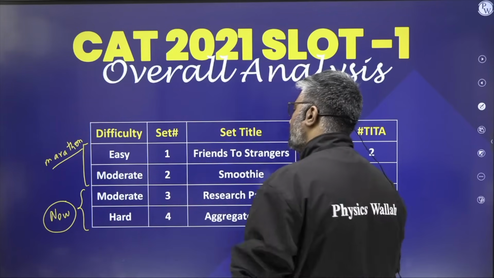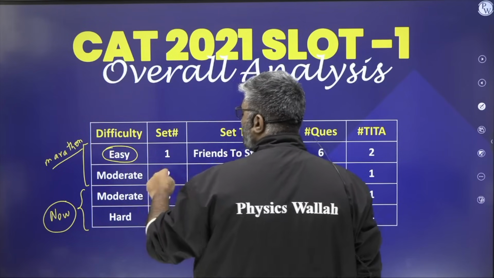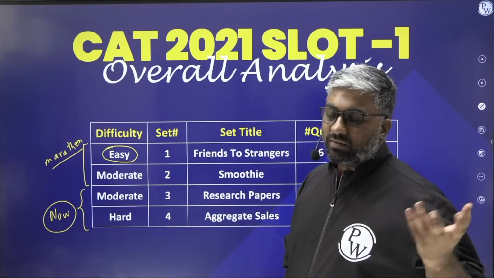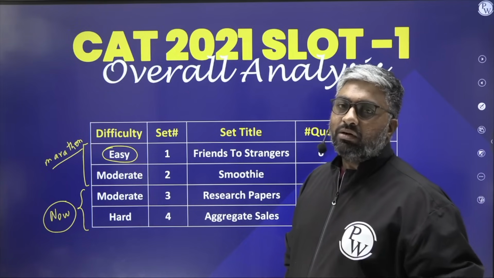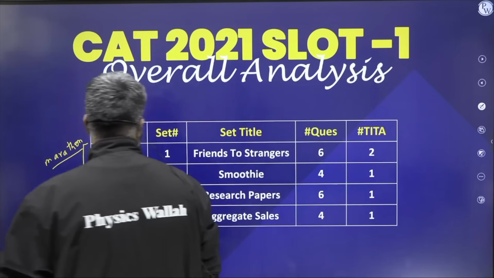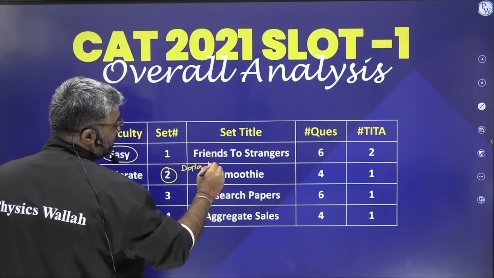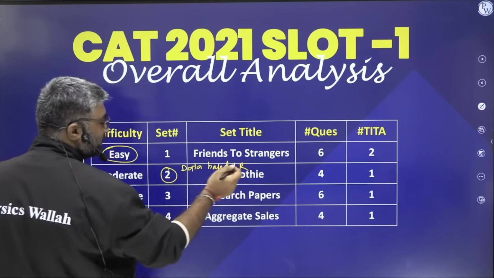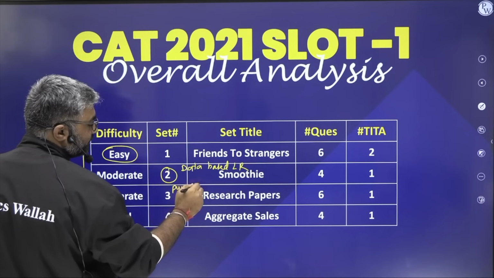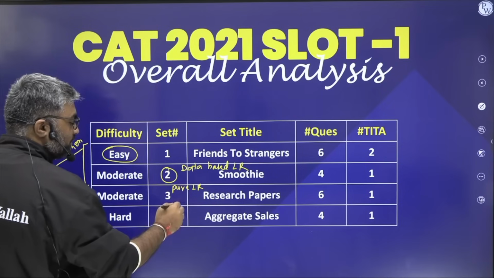So we have seen that this set was very easy in that slot, which is a must do. Between set 2, set 3 and set 4, the only difference is these are technically very similar in the sense of the difficulty. The only difference is what is your preference. So set 2 agar aap dekhoge, set 2 is data based LR. If you're comfortable with data based LR, then you will go with set 2. If you look at set 3, this was pure LR, a pure distribution based set. And if you look at set 4, was a pure DI.